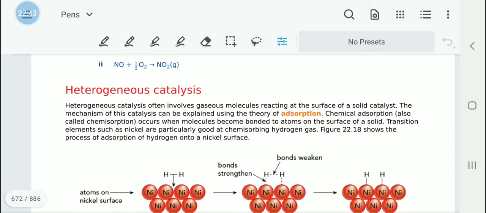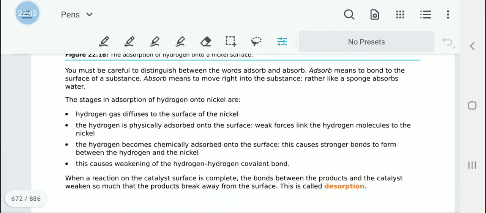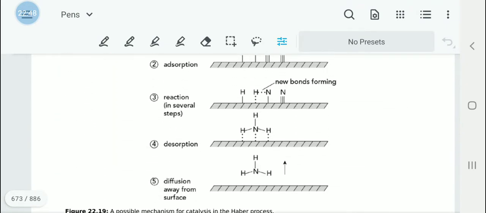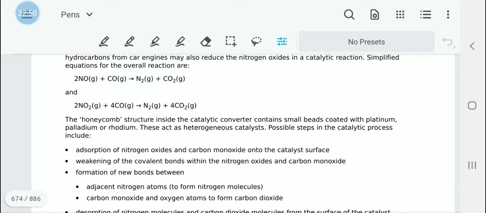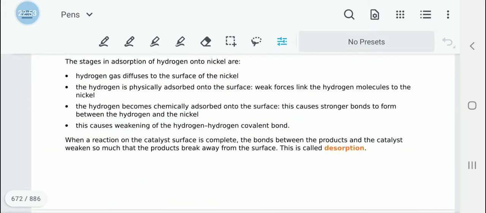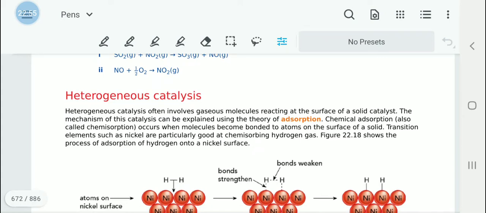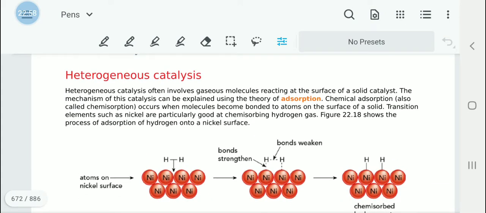Now, after you have done the question, let's move into this heterogeneous catalysis. So here what happens is they are in different phases. Now usually this involves gaseous molecules reacting at the surface of a solid catalyst. Usually the catalyst is a solid, and on the surface of the solid these gases would react.